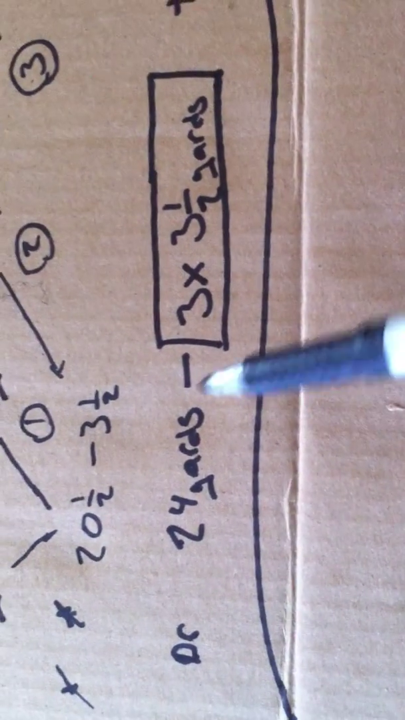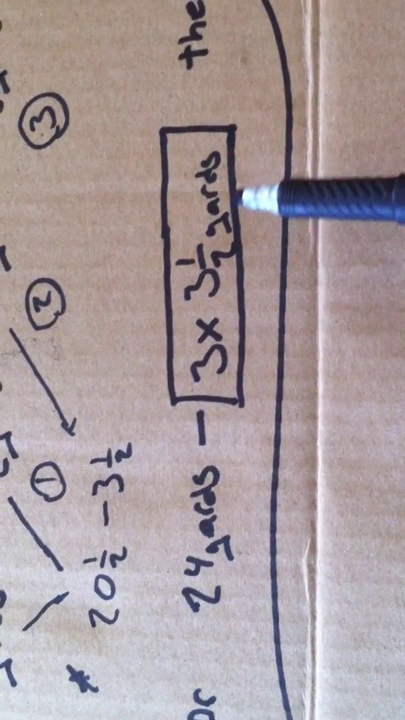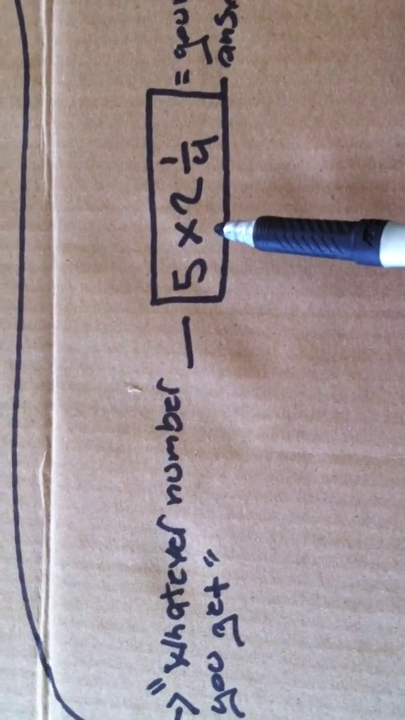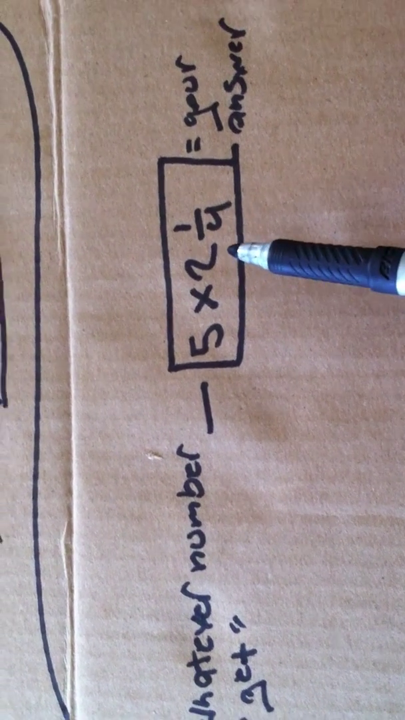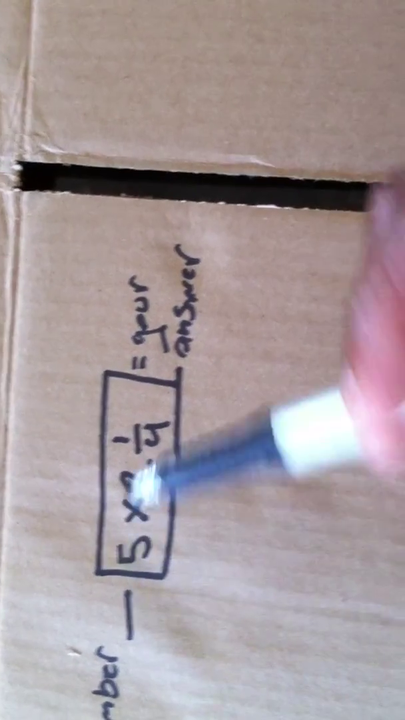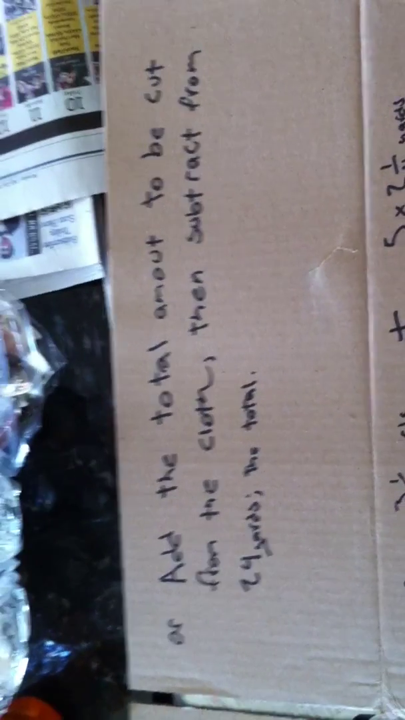Or you can say 24 yards minus 3 times 3.5 yards, and then after you get that number, you minus 5 times 2.25 yards. That'll be your answer because it's the total amount that's taken out. Or you can do it in one clean swipe. What I like to do is I wrote it down right here. I'll let you read that.